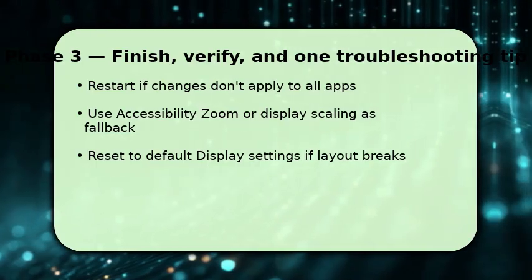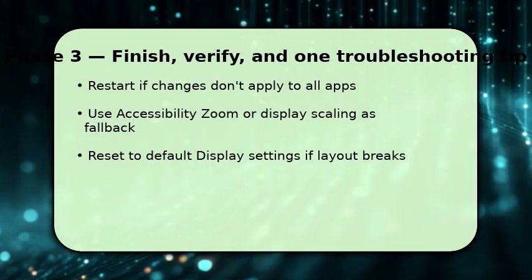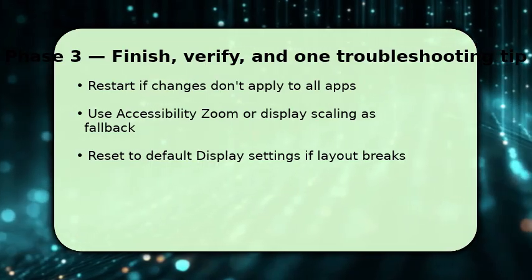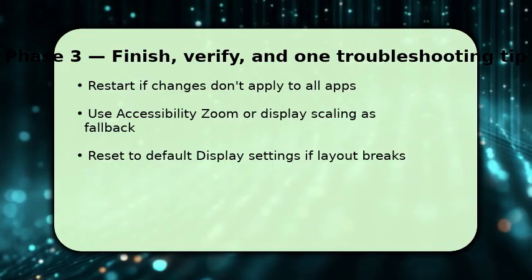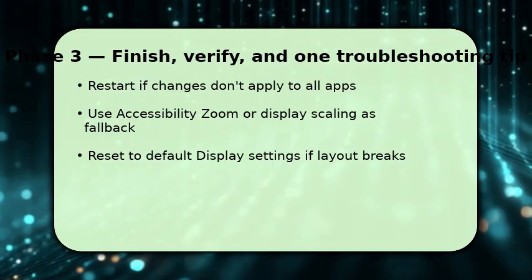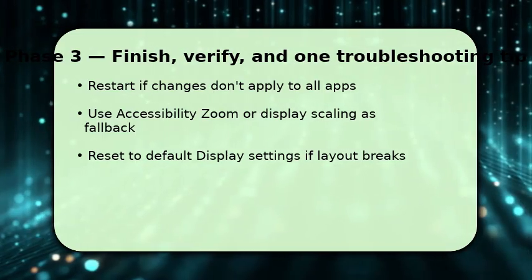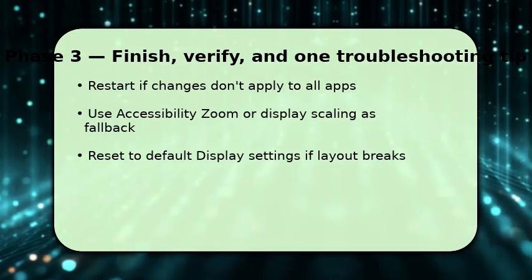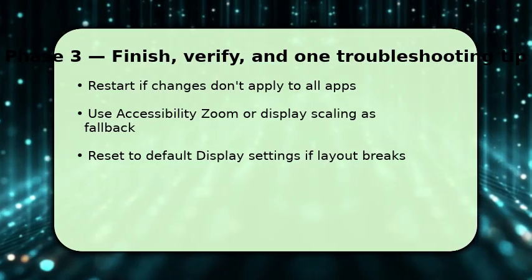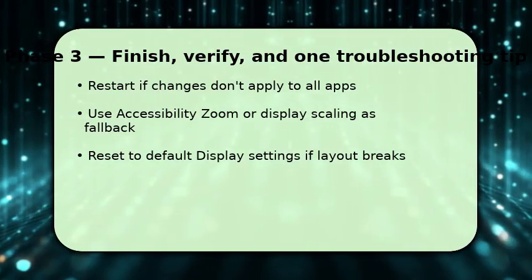This forces a system-wide refresh. If layout breaks after scaling, return to Displays and pick a less aggressive scaling or reset display settings to default. One key troubleshooting tip: enable Accessibility Zoom as a temporary fix while you adjust settings. It's immediate and doesn't permanently change app layouts, so you can read small text right away.